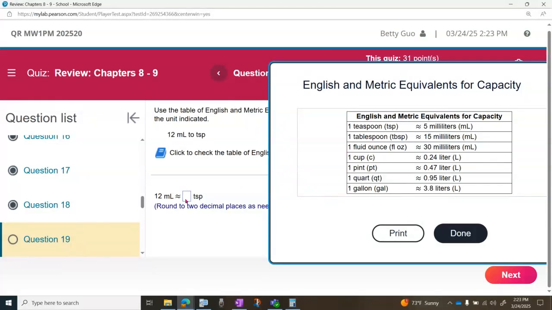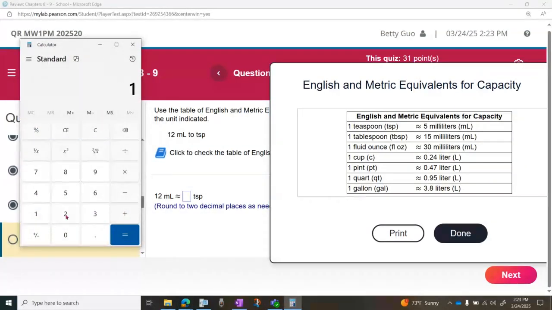So teaspoon is a bigger unit. The bigger unit needs a smaller number in front of it. So how do we make that number smaller? We divide it by 5. So 12 divided by 5 is 2.4.